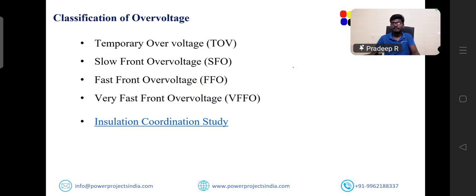Clear? So coming to this part, we will majorly be classifying the overvoltages for our insulation coordination study as TOV, which means temporary overvoltage, SFO, slow front overvoltage, FFO, fast front overvoltage, and VFFO, very fast front overvoltage. Other than this, there are some other overvoltages also, so we can see.